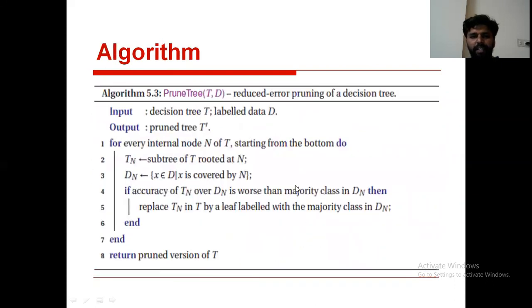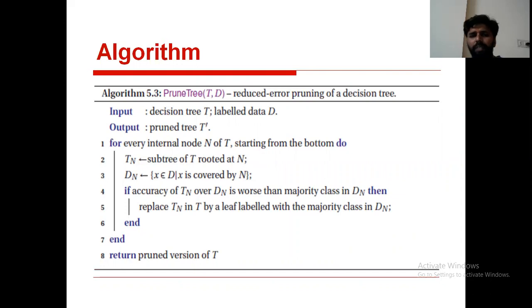To get that, we need to use this algorithm. For the PruneTree algorithm, we need to pass two parameters. The first parameter is the decision tree, and the second one is the labeled data set D. And the result of the PruneTree algorithm is a pruned tree, meaning the child nodes are merged into a subtree.